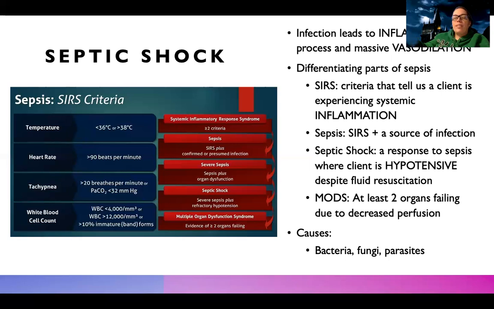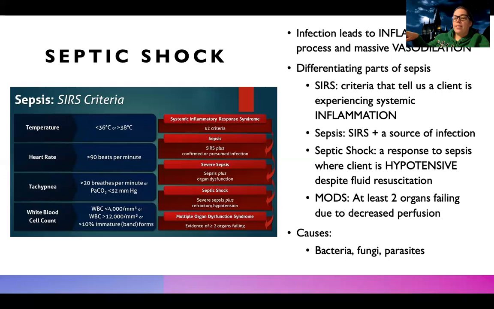What happens next is we start treating them for sepsis. We give them fluids and things like that. And that's where we can start to look into septic shock. So if a patient that has sepsis gets fluids and their blood pressure is still low after receiving the fluids, then that's where we classify them as having septic shock.